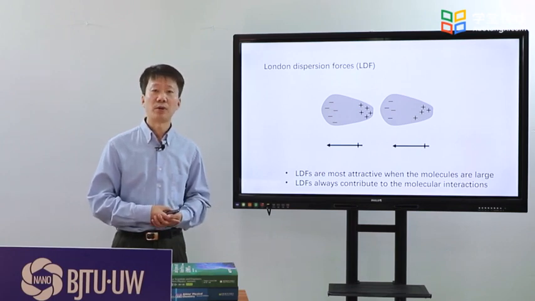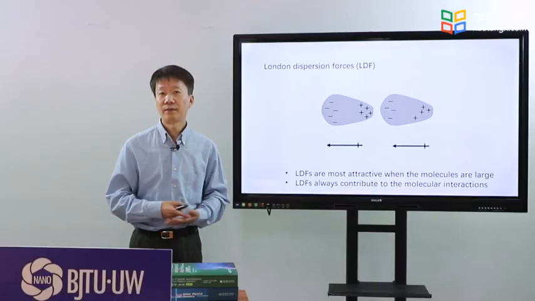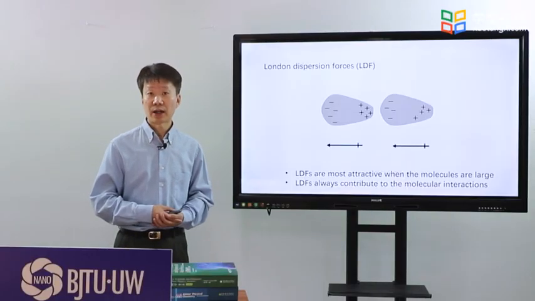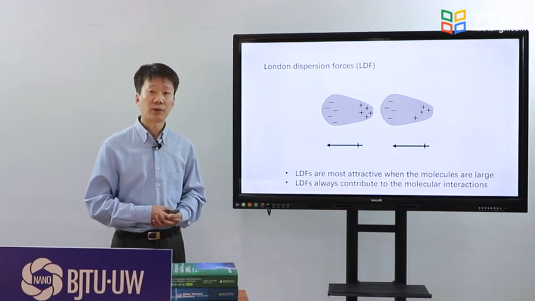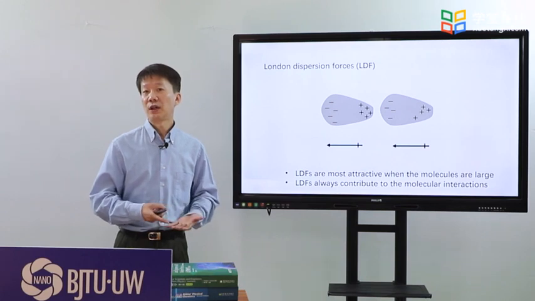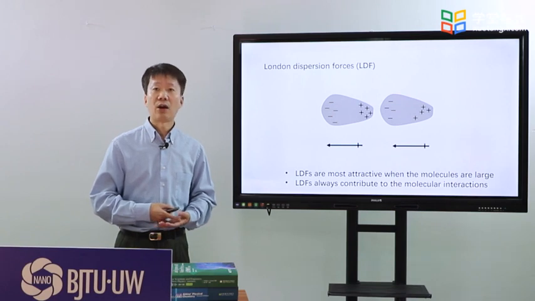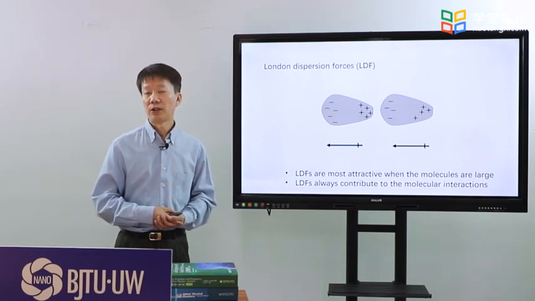The electrons in the molecule are in constant motion. At a particular instant, an asymmetric distribution of charges may form in the molecule. One end of the molecule is more negative and the other more positive. This polar molecule can induce the molecules around it to become polar molecules too. Then there will be dipole-dipole interaction between these polar molecules. In general, London dispersion forces are most attractive when the molecules are larger, and always contribute to the molecular interactions.